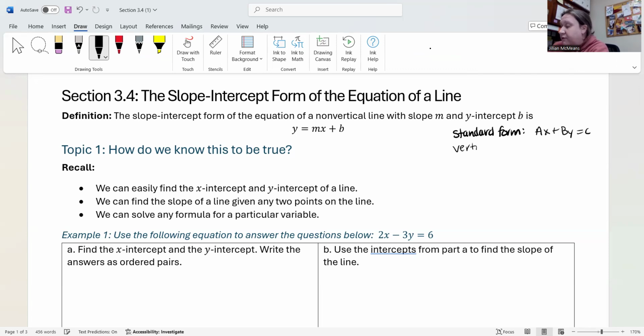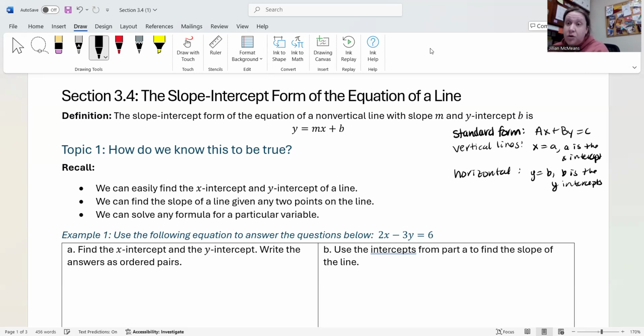We've also talked about vertical lines. Vertical lines are always of the form x equals a, where a is the x-intercept. And we have talked about horizontal lines, which are of the form y equals b, where b is the y-intercept. So those are forms of lines that we have already discussed.